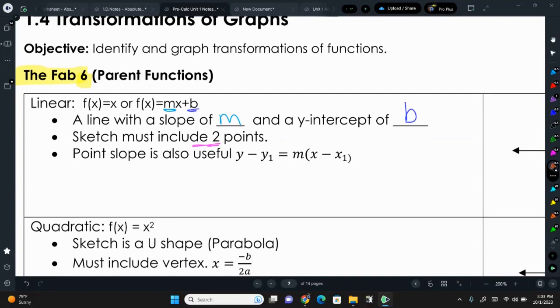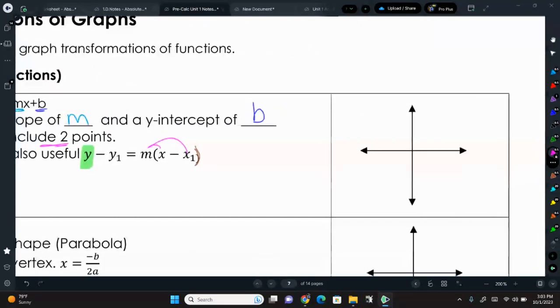Another useful form would be point slope form. y minus y1 equals m times x minus x1. In that form, you need the slope and just any point. If you get y by itself, distributing the m and then adding y1 to both sides, that gets you slope intercept form, or y equals mx plus b form. So I think we all know what a picture of a line looks like. If we have 2 points and we draw a line, that is a linear function.